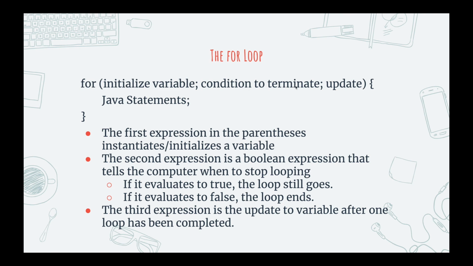All right, this is the condition to terminate. As long as this Boolean expression evaluates to true, and make sure to separate all these expressions with semicolons because they are Java statements after all. But the second statement is that as long as this evaluates to true, the for loop is going to continue going until it evaluates to false. Then you're probably wondering, how will it eventually evaluate to false? Well, we change that through an update statement.